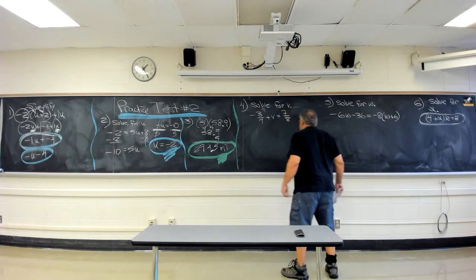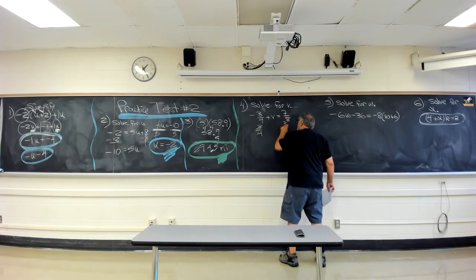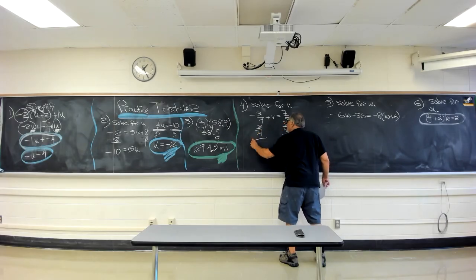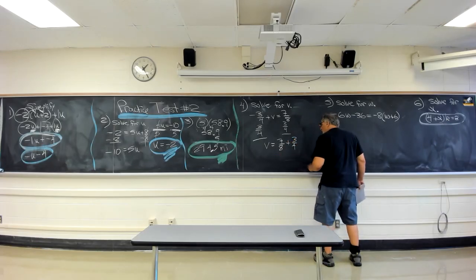Solve for V. I would add a positive 3/4 on each side. Do the same thing on each side. Negative 3/4 and positive 3/4 is 0. You got the V right here. V is going to be 7/8 plus 3/4. Simple as that. 8 is the common denominator.